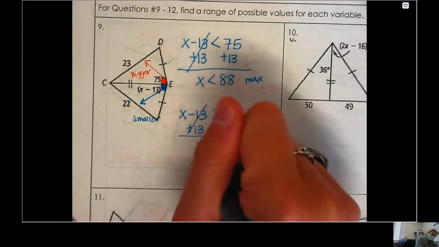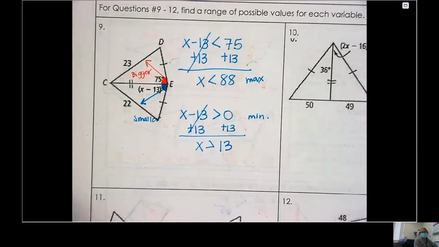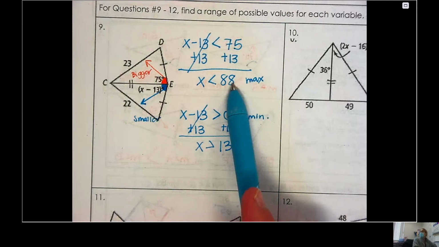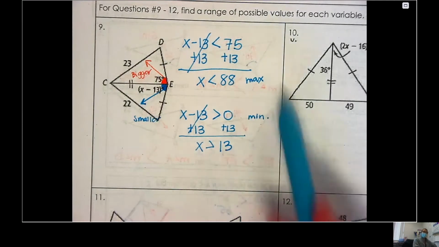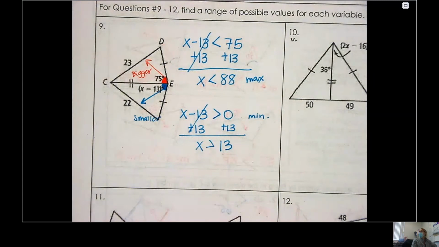So I got x is greater than 13. So I need to pick a number that's between the range of 13 and 88. So it has to be bigger than 13, less than 88. What would be a number in that range? Bigger than 13, less than 88. What's an example of a number in that range?